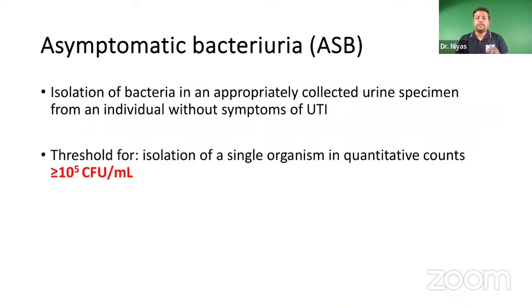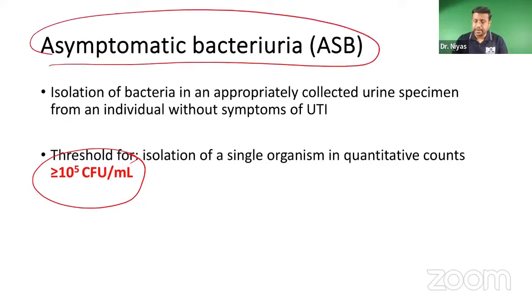Now, the clinical diagnosis in this patient who does not have any urinary symptoms but has isolation of E. coli at a colony count of more than 10 raised to 5 colony forming units per ml is called asymptomatic bacteriuria. So it's basically isolation of a bacteria in an appropriately collected urine specimen from an individual without symptoms of urinary tract infection. The cutoff is you should have at least 10 raised to 5 colony forming units per ml. If you're getting the bacteria at this amount but there are no symptoms, it's asymptomatic bacteriuria.